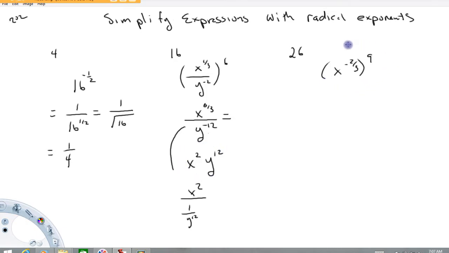All right, let's take a look at number 26 here. So x to the minus 2/3 raised to the 9th power. Again, we're raising a power to a power, so we multiply our exponents. That's going to give us x to the minus 18/3, which is equal to x to the minus 6th, 18 over 3 being 6. Now the minus sign means this is equal to 1 over x to the 6th power. And that animal's done. There's really not much more to do to that.